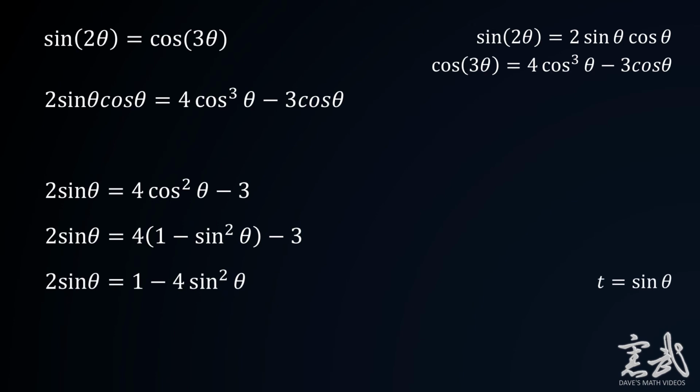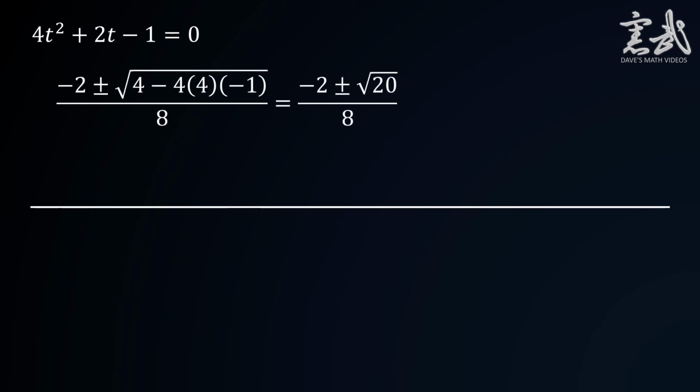Substituting t equals sine theta, we will get 2t is equal to 1 minus 4t squared. And moving all the t's over to the left-hand side, we get 4 times t squared plus 2t minus 1 is equal to 0. We can apply the quadratic formula to this, and we would get t is equal to negative 2 plus or minus the square root of 20 over 8, which when simplified tells us that t, which is equal to sine of theta, is equal to negative 1 plus the square root of 5 over 4.